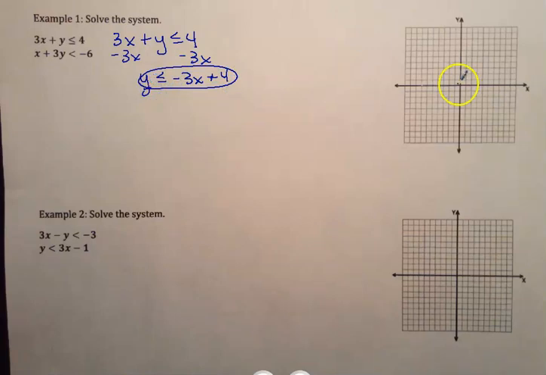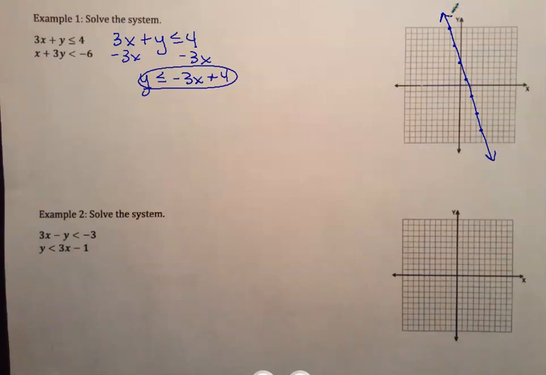My y-intercept is at 4, and the slope is negative 3. So I'm going to go down 3 and right 1, down 3 and right 1. Now I'm going to go up 3 and left 1, up 3 and left 1. That gives me a really nice line. It's less than or equal to, so it's going to be a solid line through those points.